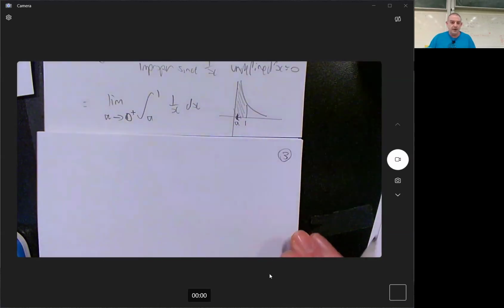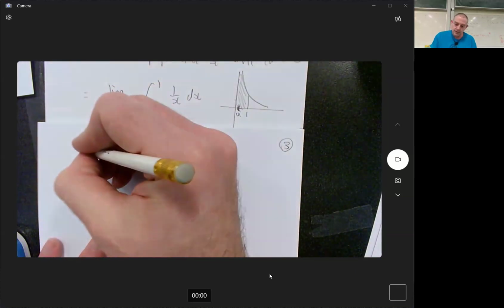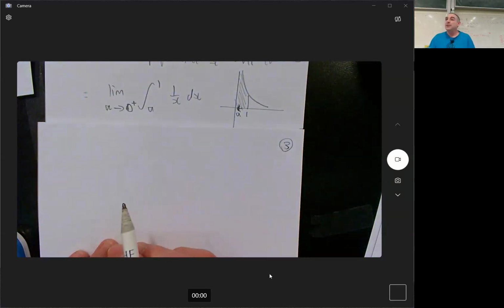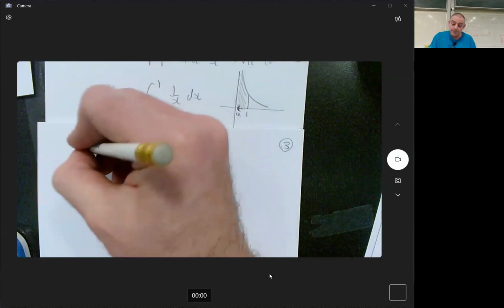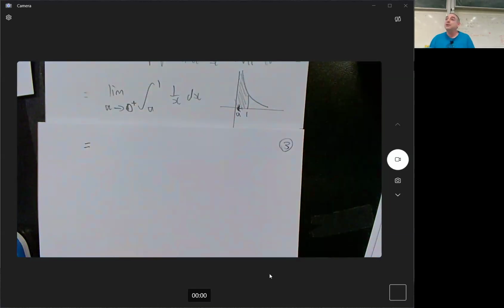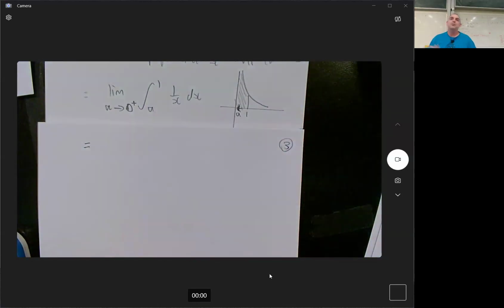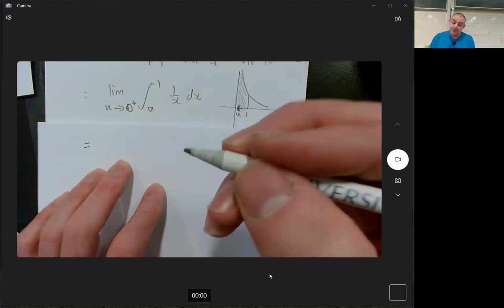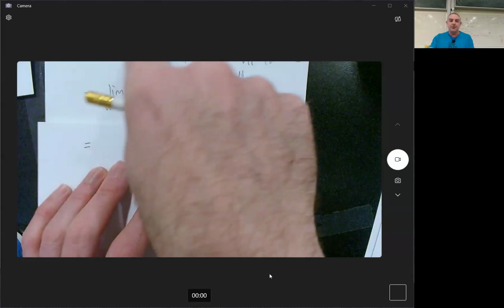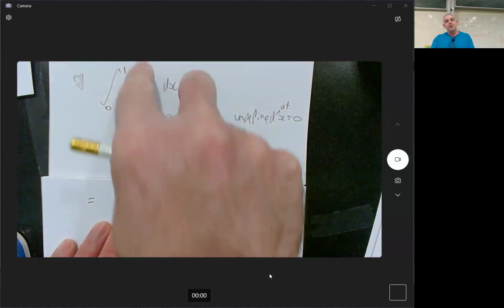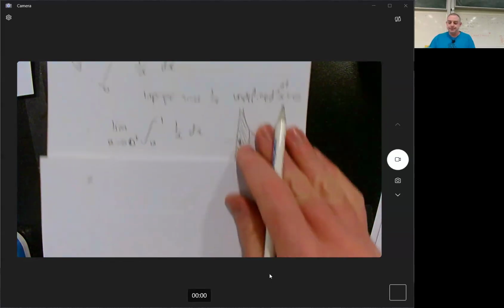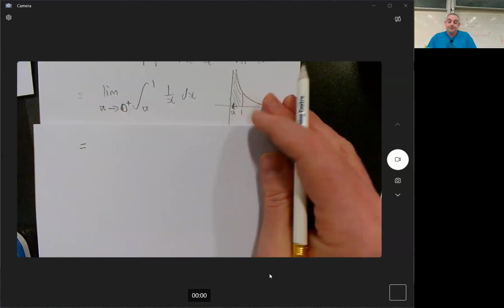I'm on page 3. Okay. It is bad practice to do what I'm about to do, but I'm going to do it anyway. I'm just going to write equals at the top of this page. You should never write a lonely equals at the top of the page. You should always copy the previous line. But I'm going to do it anyway. Sorry. Yeah, you're supposed to write the thing that you started with and then an equals. But sorry.